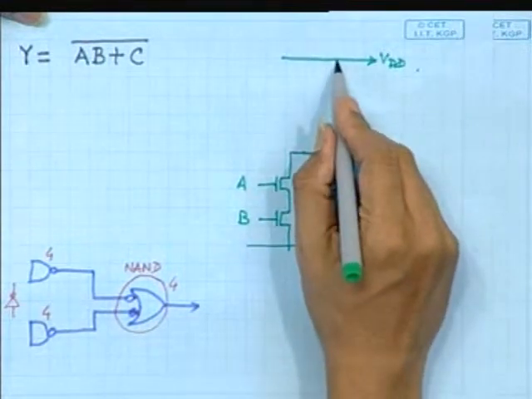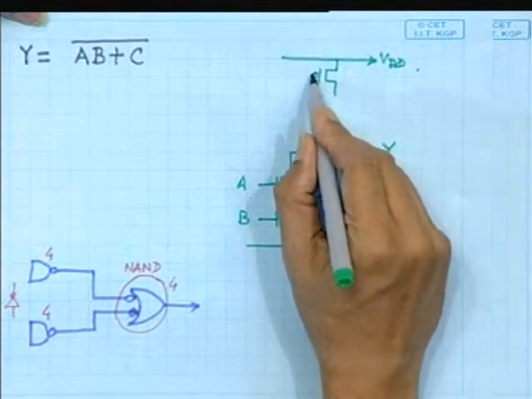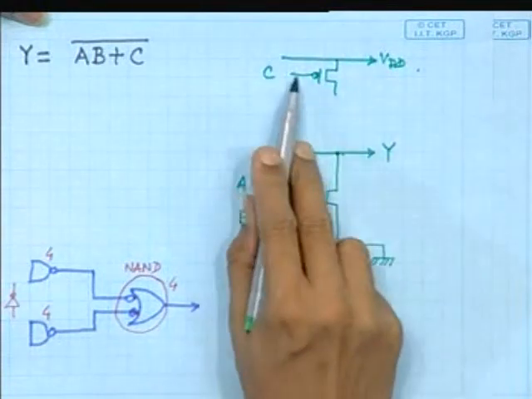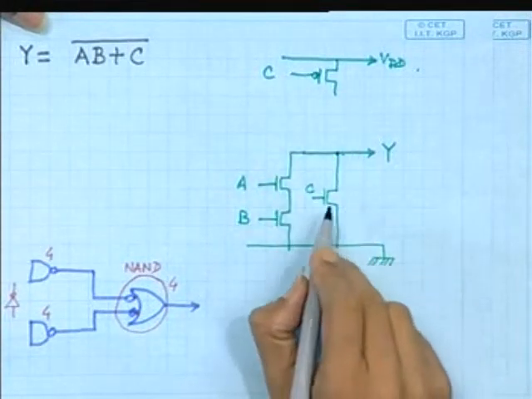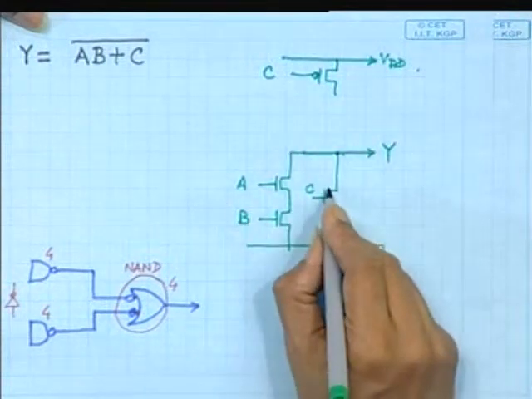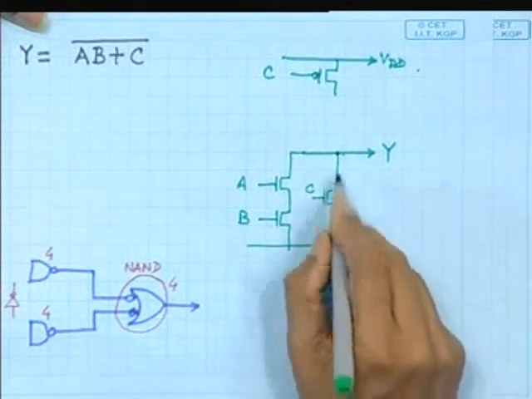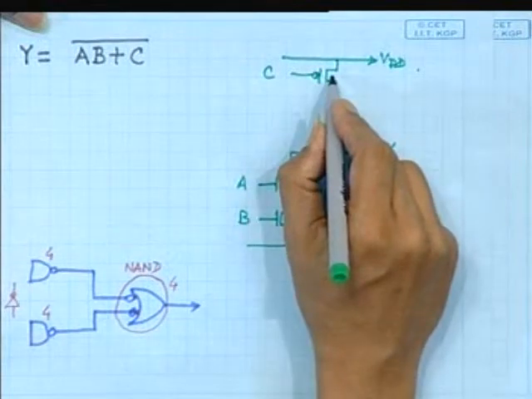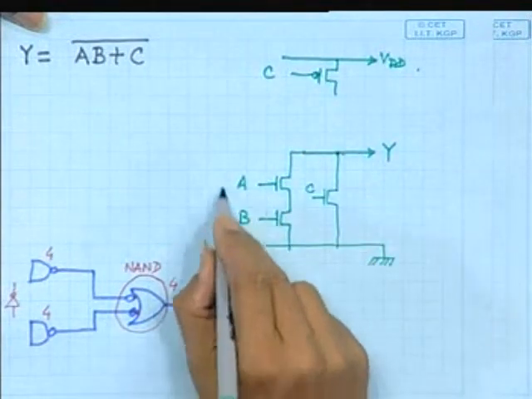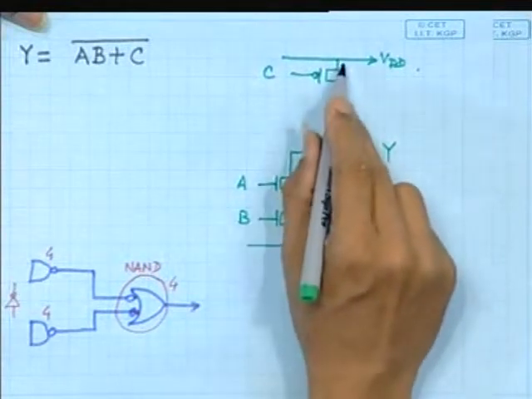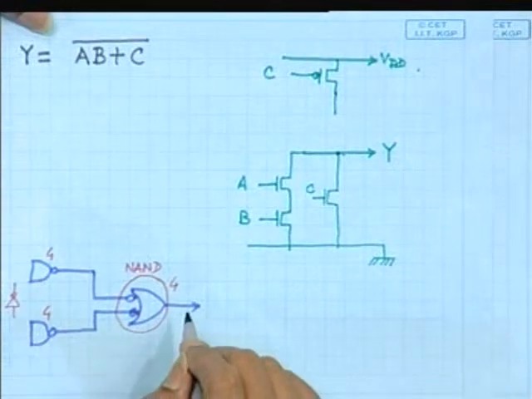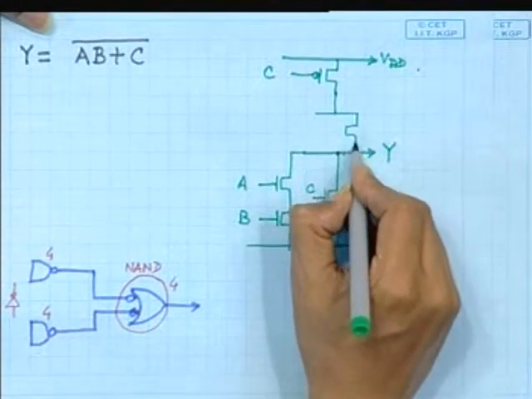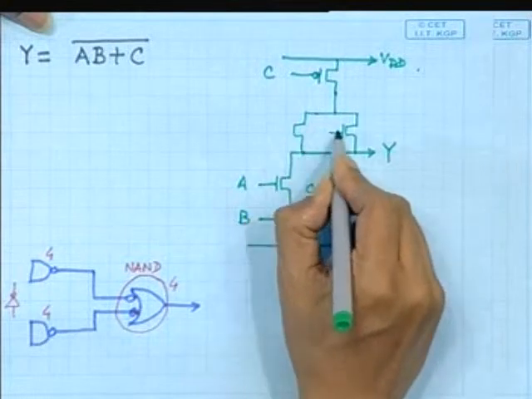Then maybe there is a series path we can think of, that if we put C like this, then if C is high, a P transistor will become off. Now what about the other case? Suppose C is low. C low means this path is off, but this path is on. But now if A and B both are high, then also it should not be taken to VDD. So how do you make a parallel combination of A and B? This will be P type anyway.